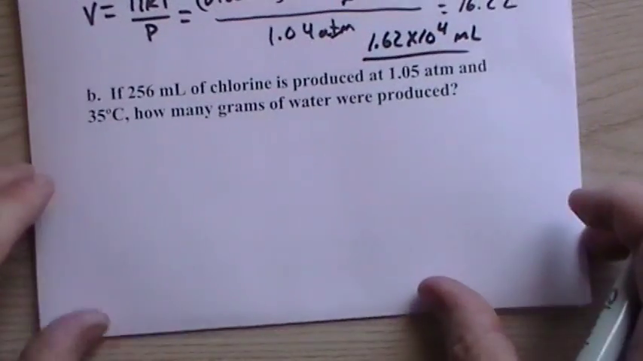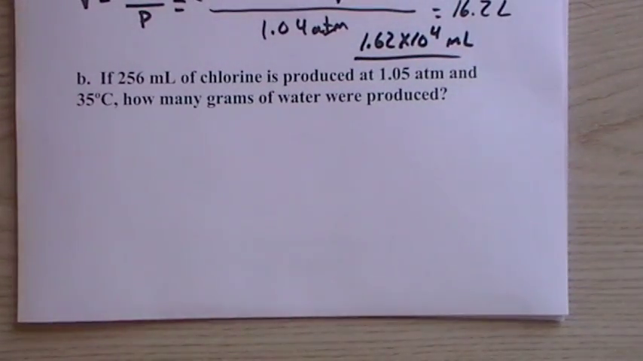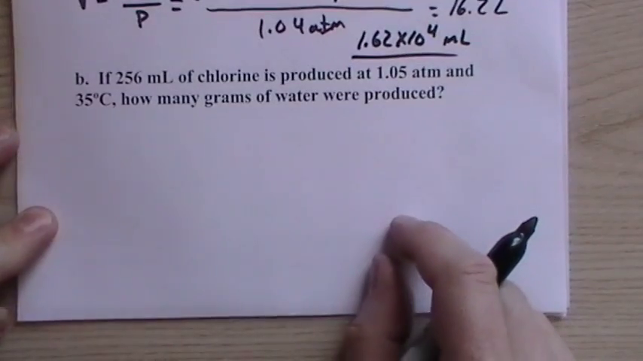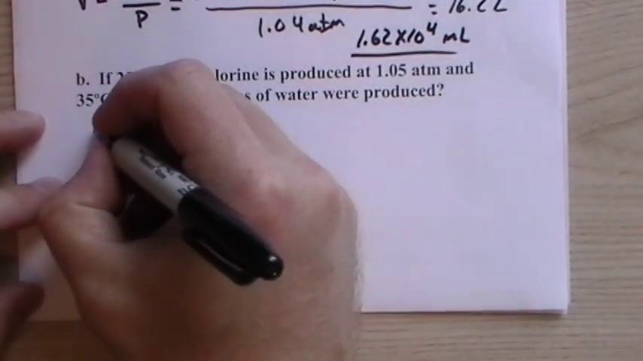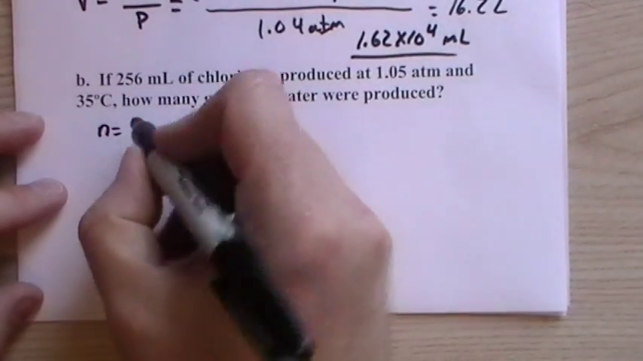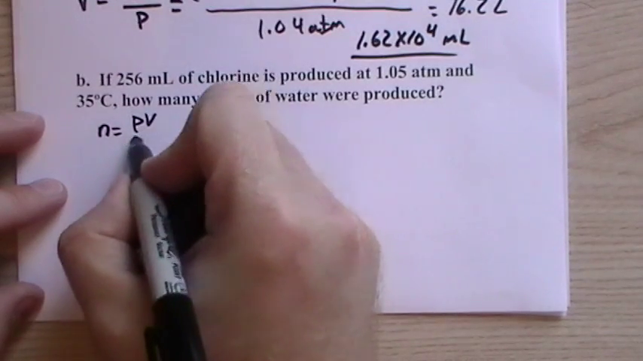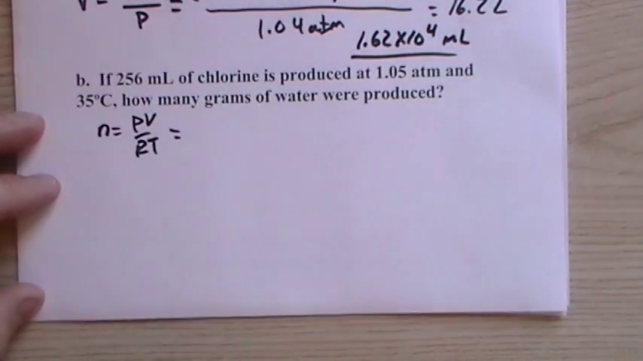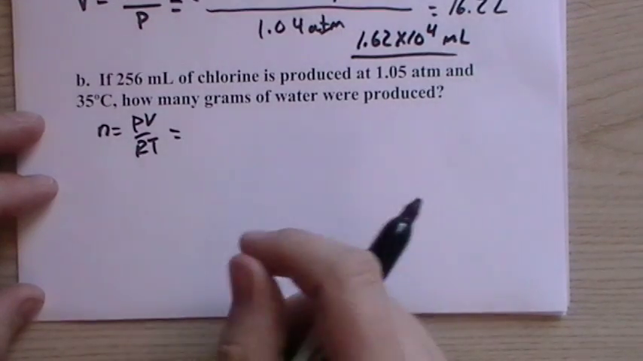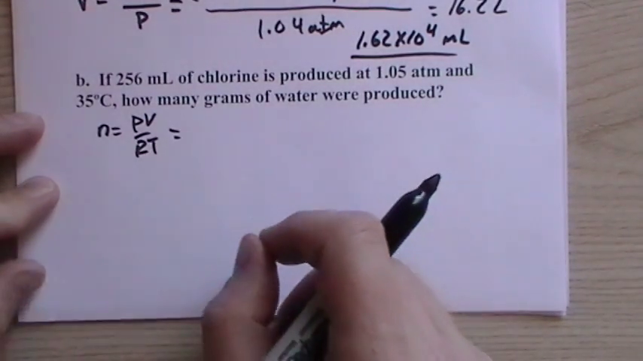Look at the second problem here. 256 mil of chlorine is produced at 1.05 atmospheres and 35 degrees Celsius. How many grams of water are produced? Now we have to go back the other way. We have to find moles, so PV over RT. And then once we have moles of chlorine, we go back to our chapter 3 kind of thing using the equation. Since it's part B, it's the same equation.